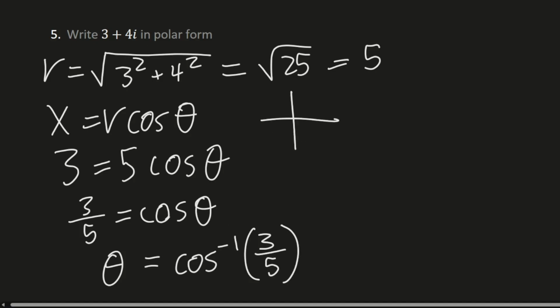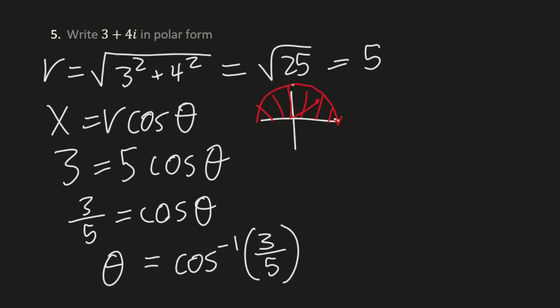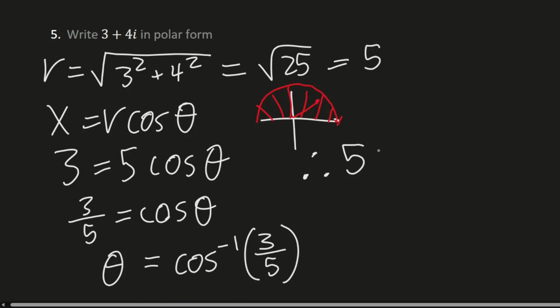Our complex number is going to be in quadrant 1 here, as both of these components are positive. And inverse cosine has a range between 0 and pi. And so inverse cosine is going to output an angle in this part of the plane. And our complex number happens to be in that range, and so our angle will be correct here. Therefore, we can write this as 5 cis of inverse cosine of 3 over 5.